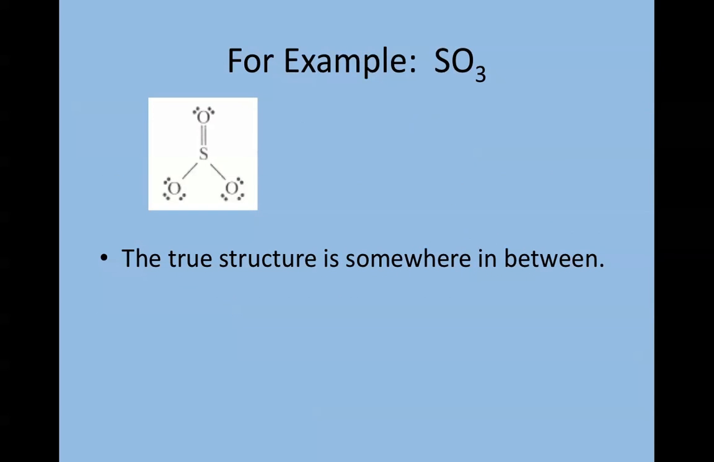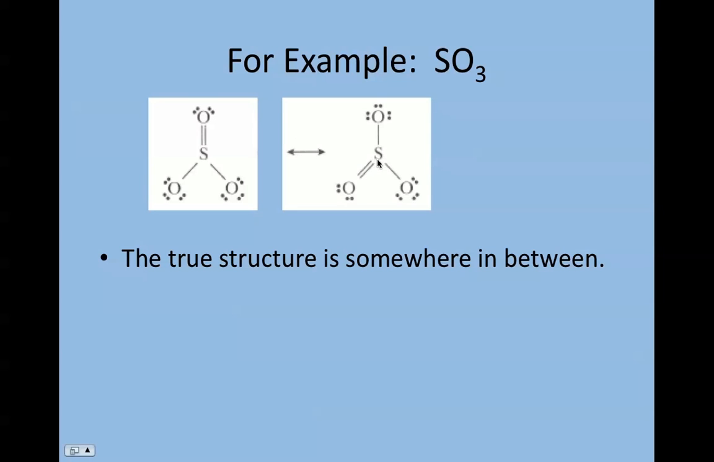So for example, we have SO3. Now, SO3 could have a double bond between sulfur and this first oxygen. It could have it between sulfur and the second oxygen, or perhaps it can occur between sulfur and the third oxygen. All of these are plausible structures for SO3. The true structure is somewhere in between all of these. We take a composite of them.